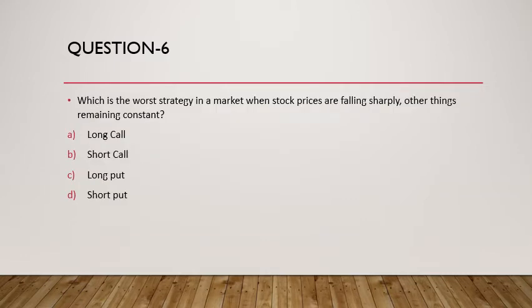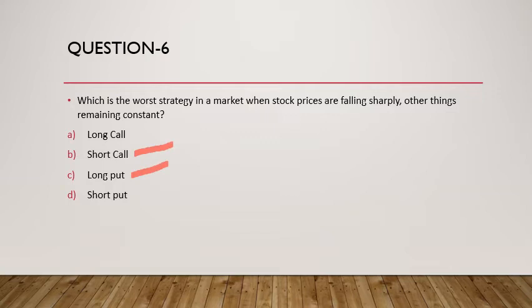Again, which is the worst strategy in a market where stock prices are falling sharply, other things remaining constant? We have not kept any other variable here. Other things are constant, market is falling sharply. So when market is falling sharply, you will always like to buy a put option. So this is a good strategy to have. Similarly, when the market is falling, you will like to sell the call because the buyer will not exercise the call option. Buyers exercise the call option only when the market is going up.